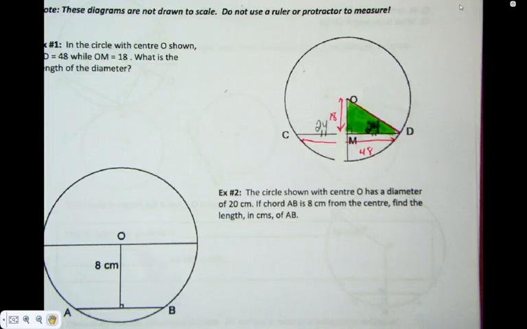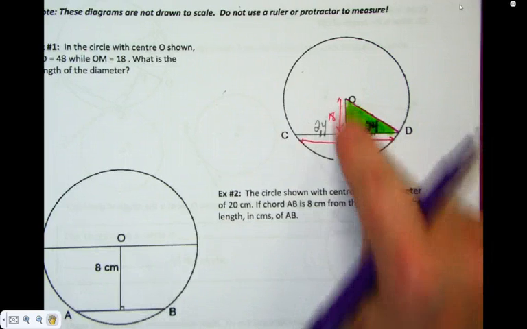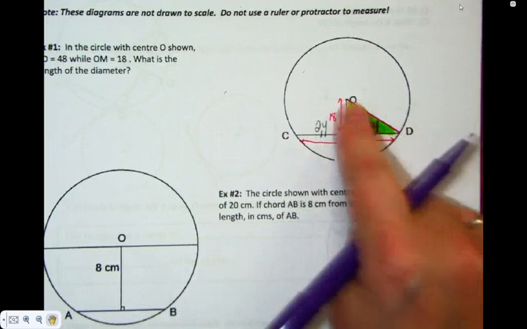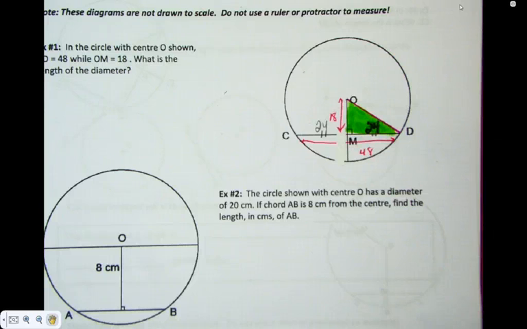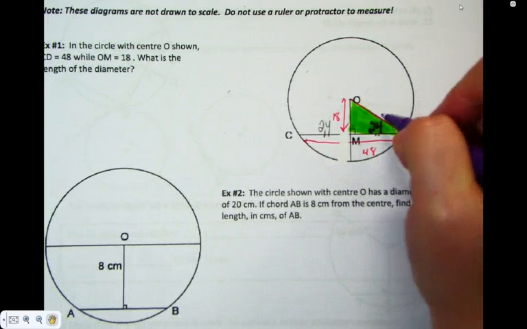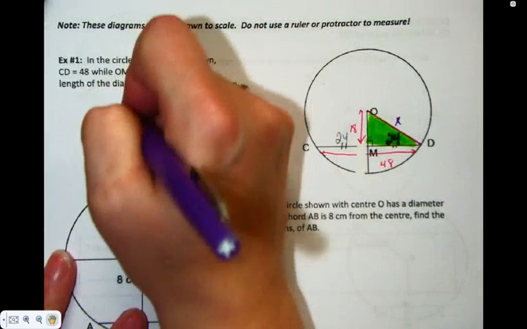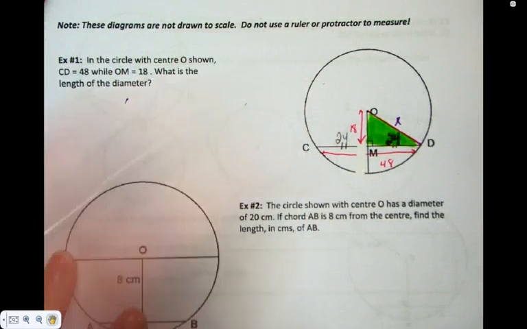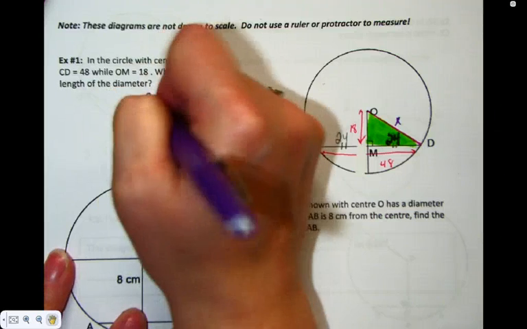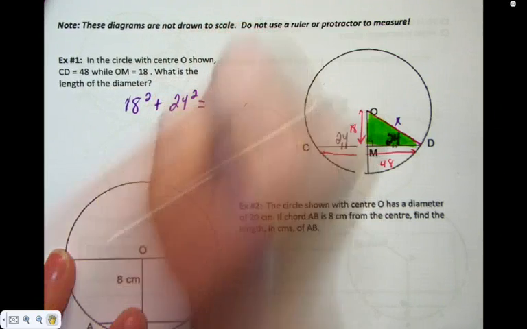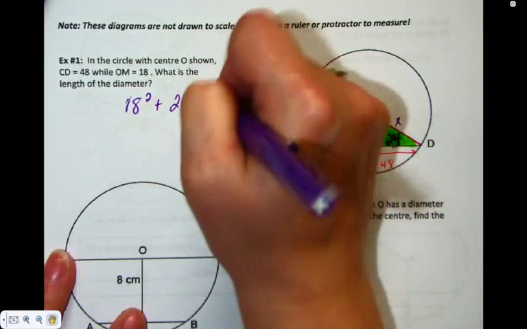What kind of triangle? Right? And if I have this side is 18 and this is 24, can I find that line that I just drew? Okay, what do you want to call it right now? We don't know what it is. Okay, so tell me what you know about x. Okay, 18 squared plus 24 squared has to equal x squared.